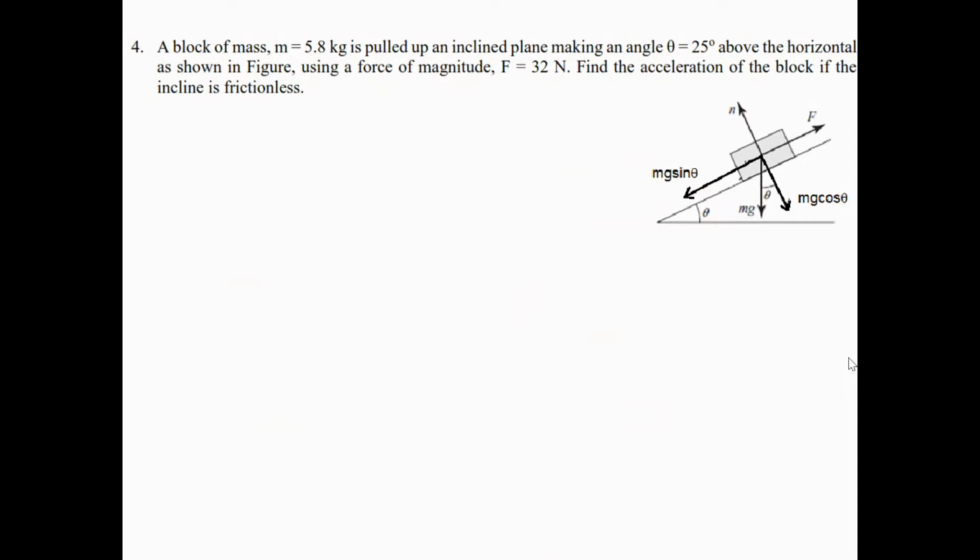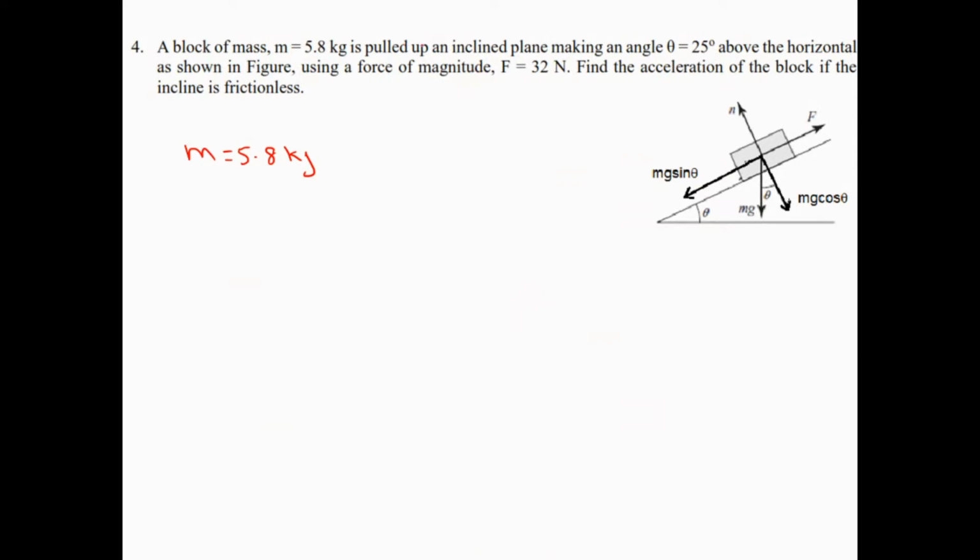Let's read what is given in the fourth question. In the fourth question, again they give the free body diagram. So you have to consider how many forces are acting on this block. Let's read the question. A block of mass M, which is equal to 5.8 kilogram. What is the mass of the block? 5.8 kilogram.